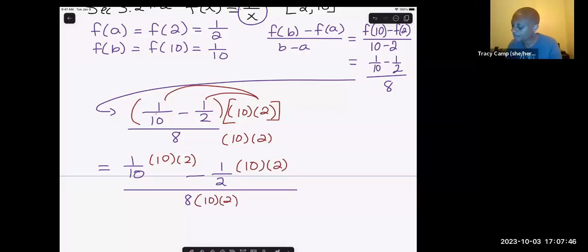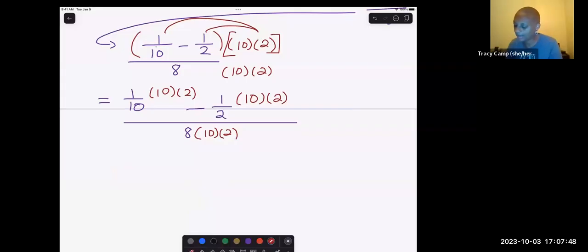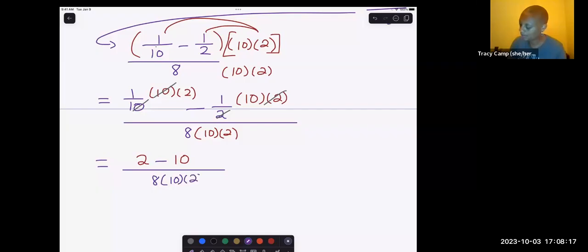And the reason I like this method is I end up canceling out my fractions. And so I no longer have complex fractions. So the 10 gets canceled here, so all I'm left with is a 2 times 1, which is just 2. And then for my second fraction, the 2's cancel, so all I'm left with there is a 10 times 1, which is just 10. And then my denominator, I just have 8 times 10 times 2.